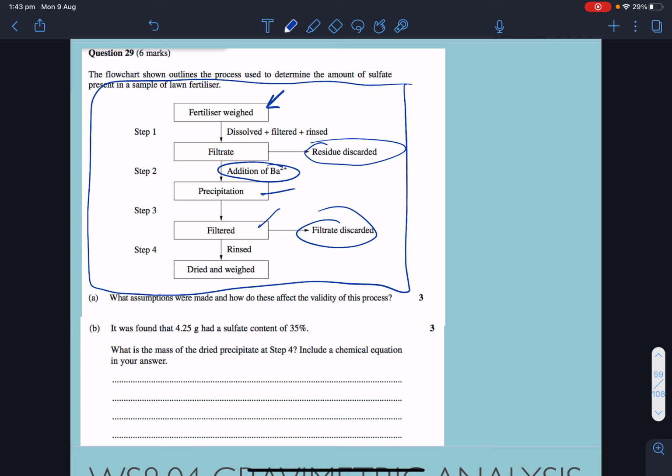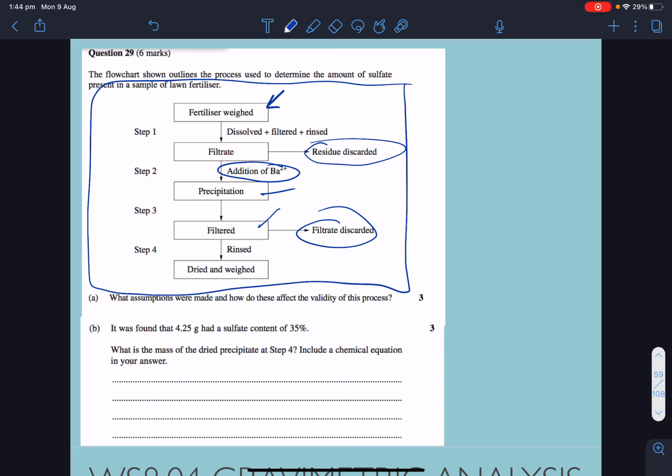Good possibility that you could have this question another way around. Draw a flowchart for the process of gravimetric analysis of sulfate in lawn fertilizer. What assumptions were made, and how do these affect the validity of the process? This is a good one, okay? What assumptions are we making?